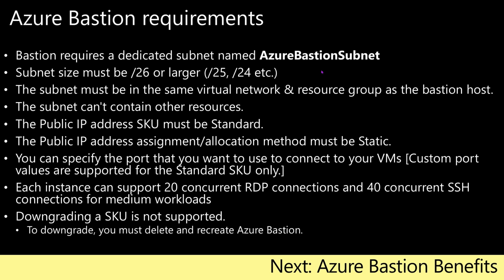This subnet is purpose created for Azure Bastion, and you should not create any other resources within the Azure Bastion subnet. You need to have the public IP address for the Bastion subnet as Standard, which is very important, and you also need it to be a static assignment. You can also have custom port values for the Azure Bastion backend systems if you want one more level of hardening or security.